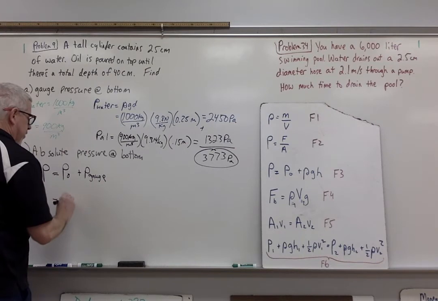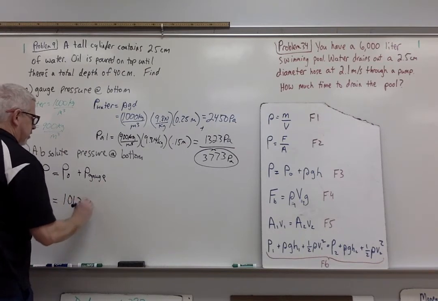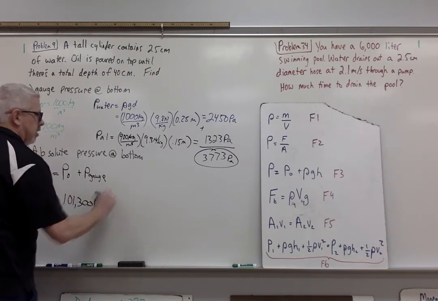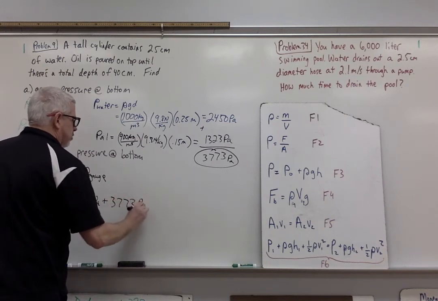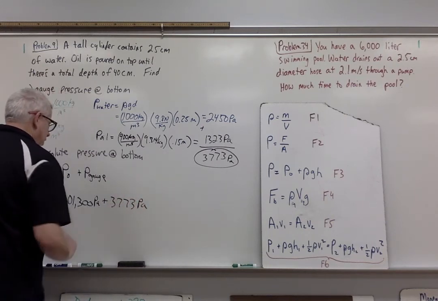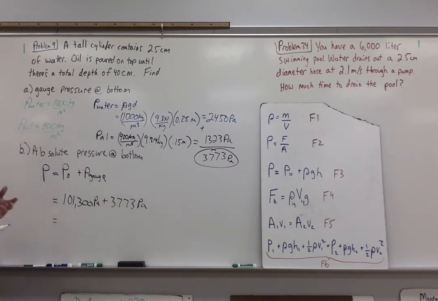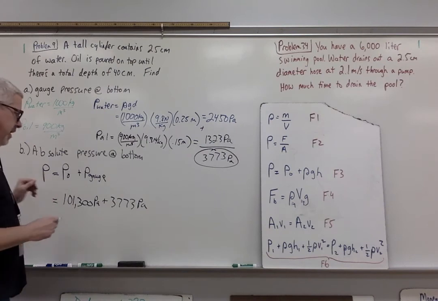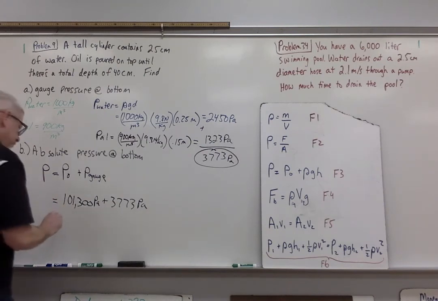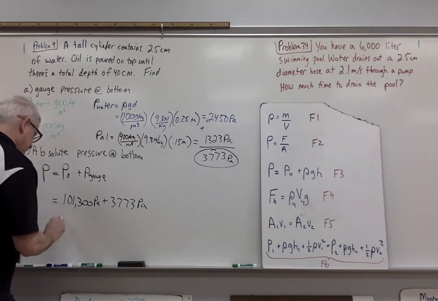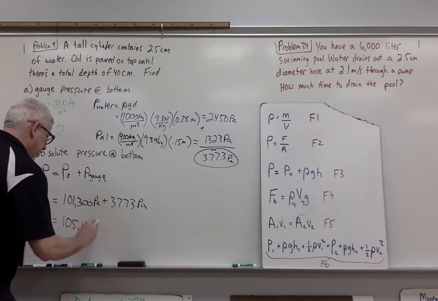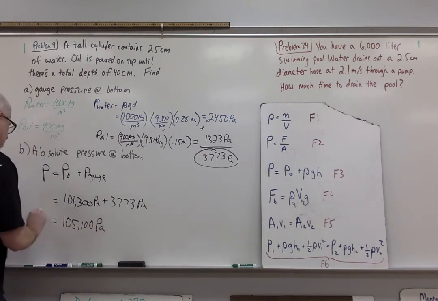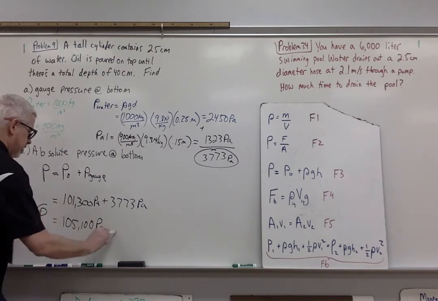So that's going to be 101,300 plus 3773, which is our gauge pressure. So that's basically going to end up being about 105,100 pascals when I round.